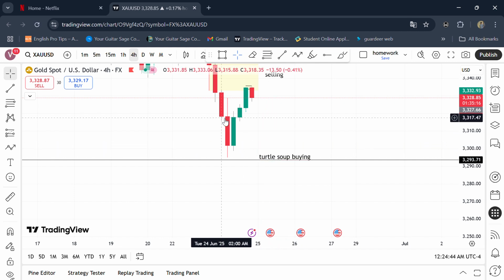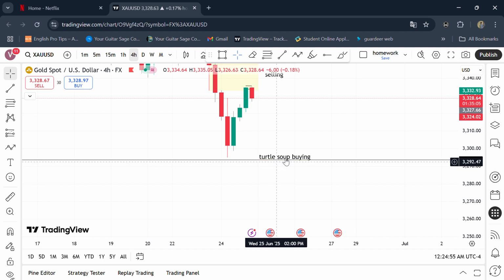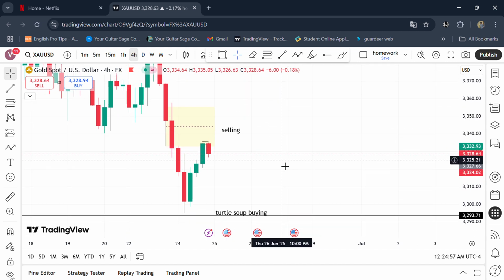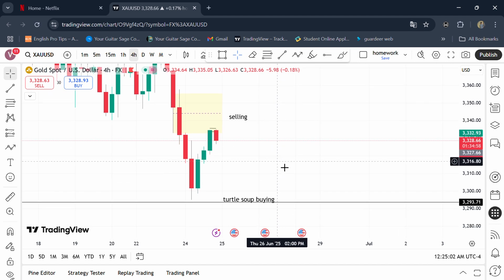By turtle soup we mean first the price fails to get a proper rejection from this level, so it comes back to it, revisits it, and then is successfully moving in the opposite direction. It gives a successful move from there. That would be our turtle soup in very simple words.